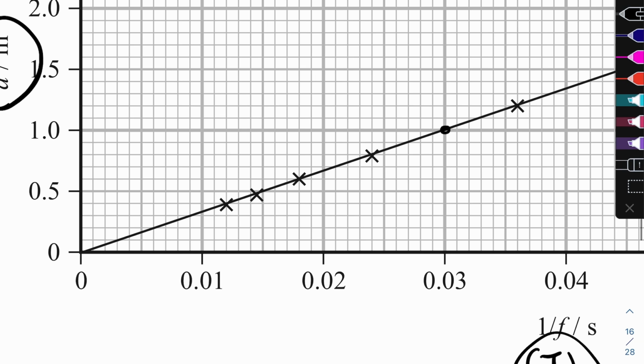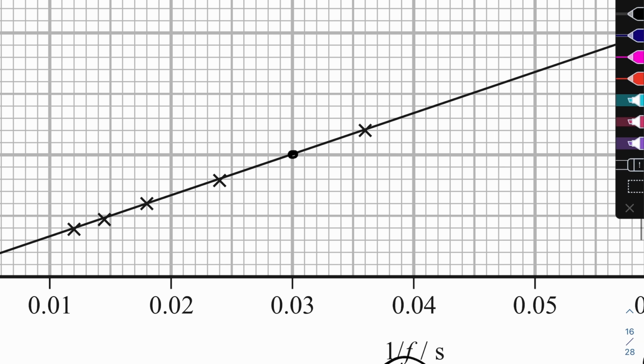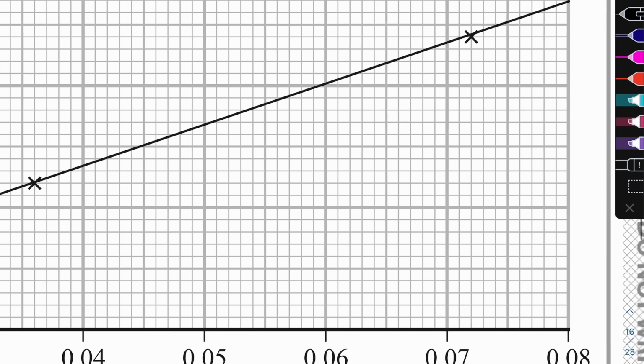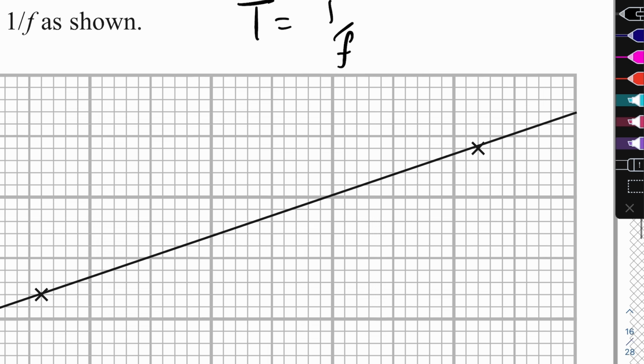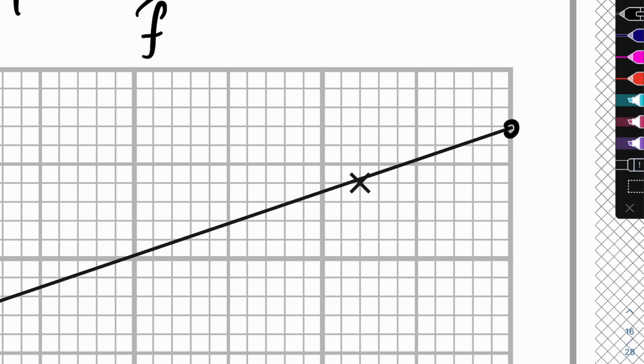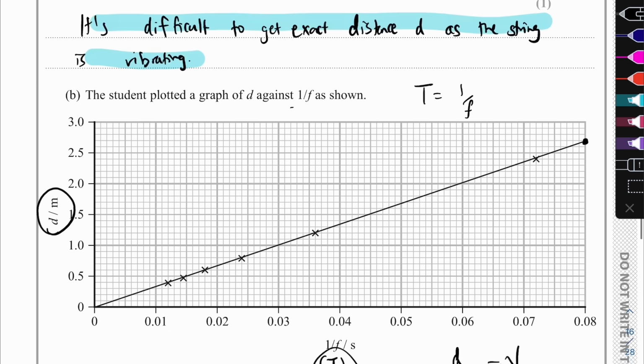So let's go here and see which of these points are easiest to work with. We can see that at 0, we can just go to the very edge. We see that at 0.8, we are at 2.7 meters. Okay, that's good.